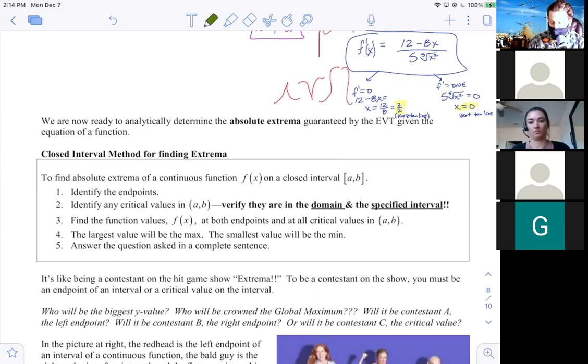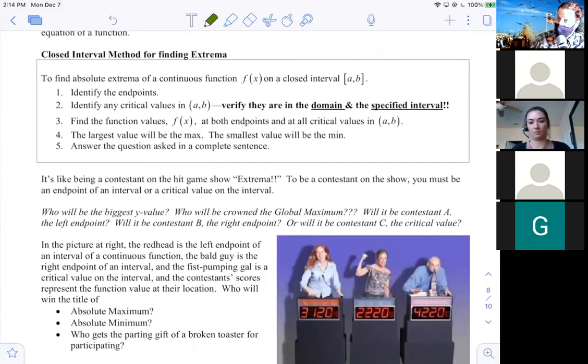So the easiest way to play this game called Extrema is to take the derivative, find your critical values, and then once you have your contestants, which are endpoints and critical values on the interior, the game itself is played simply by finding the y value at those points. And at the end, the biggest y value is declared the maximum, the smallest y value is declared the minimum, and then anything that's in between didn't win the game and goes home with a free toaster.